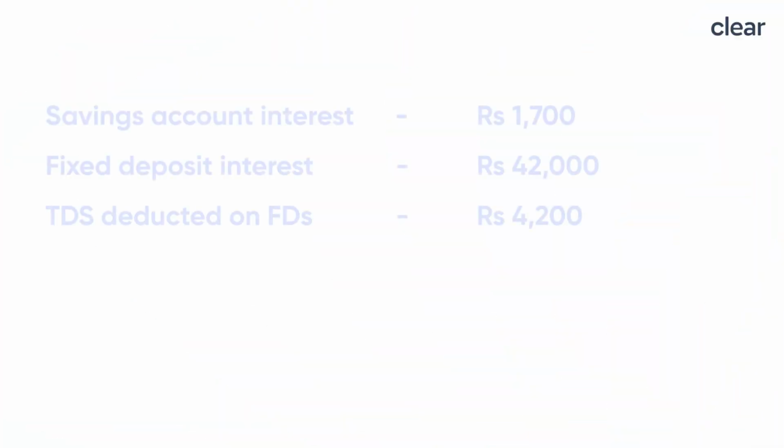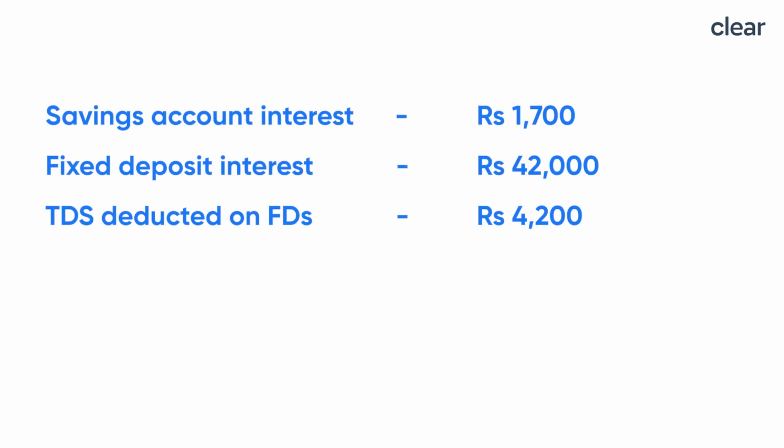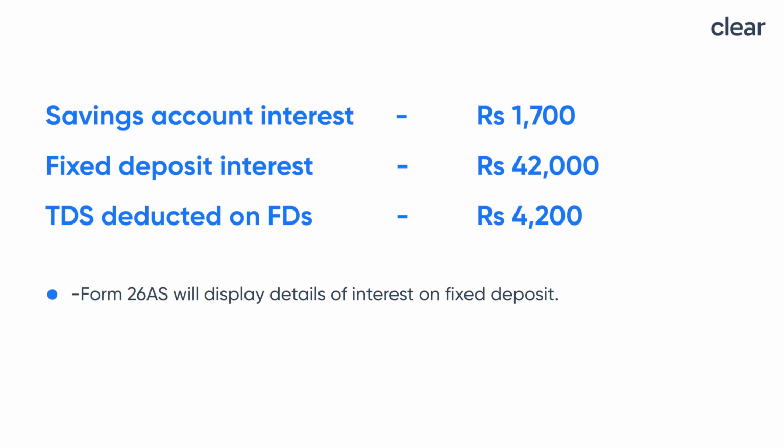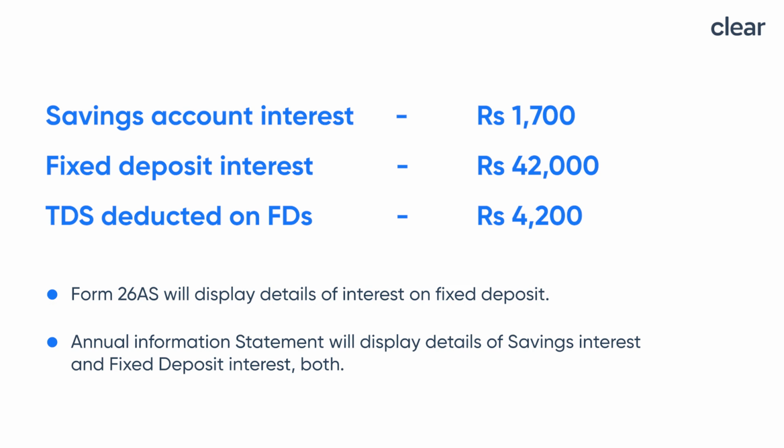So for example, if XYZ Bank has credited rupees 1,700 in your account as savings account interest and rupees 42,000 for interest on deposits during the financial year, then Form 26AS will only display the rupees 42,000 deposit interest details on which TDS is deducted. But if you check your Annual Information Statement, it will show you both the transaction details. In addition, you can also see the source bank account details in the AIS statement. That is, you can see the bank name, bank account number, account type, etc.